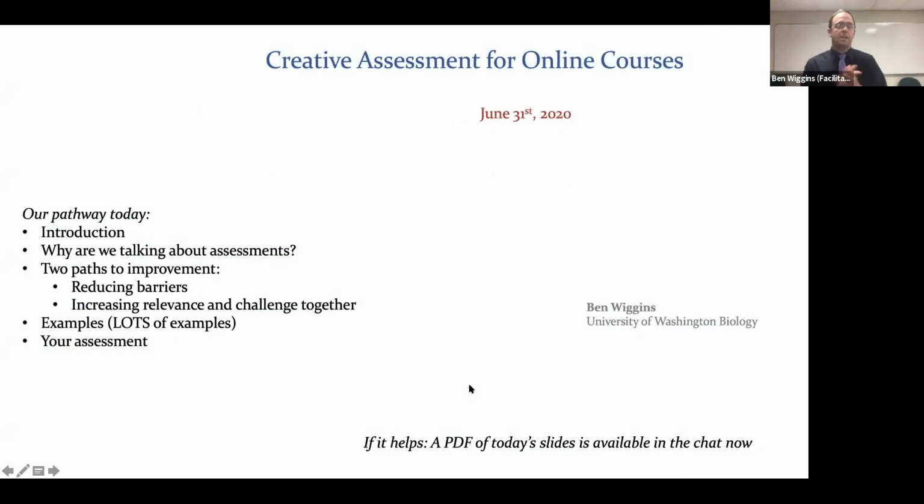Okay, I'm going to introduce myself and then we're going to start talking about assessments for most of our time together. I'm going to go through some ideas way too fast. This is the kind of thing you could spend your whole life thinking about. Some of us do. And then I want to focus on two key points: reducing barriers and increasing challenge.